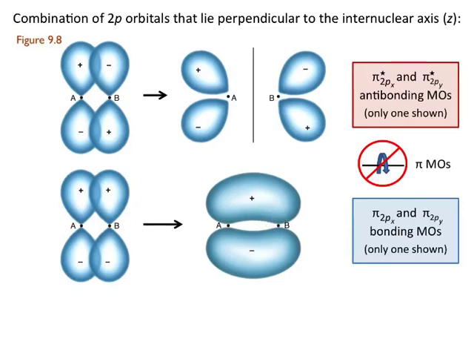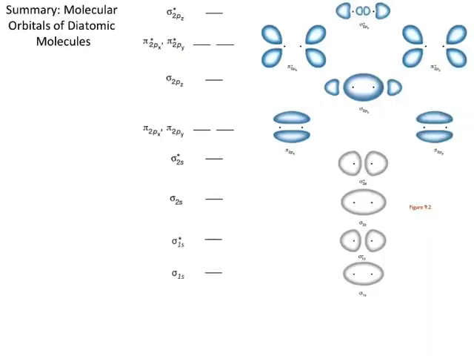Okay, so those are the orbitals we need to know. We got sigma, we got pi. They can come from the s and come from the p. And so here we are. When you put them all together, you get this kind of thing. Now, the order of these energy levels, we'll get into that in a minute. That's actually critically important, but we got to get there first.